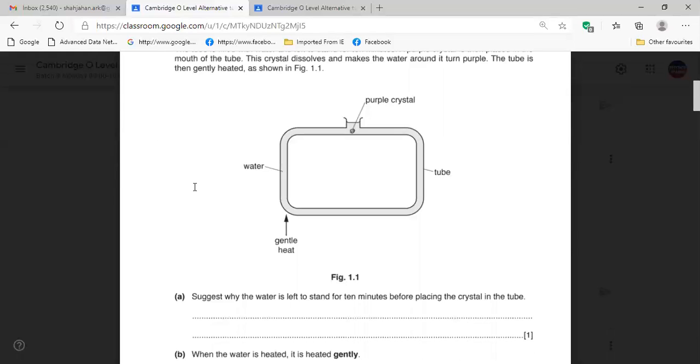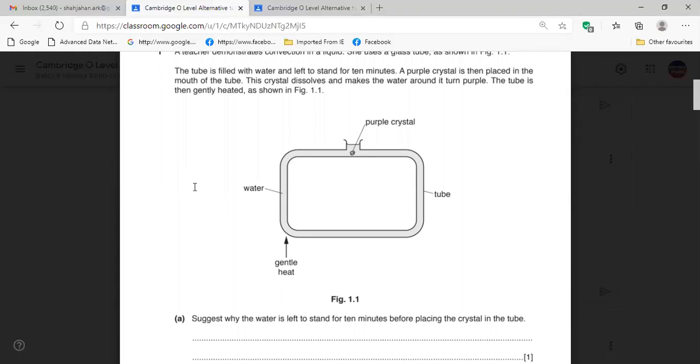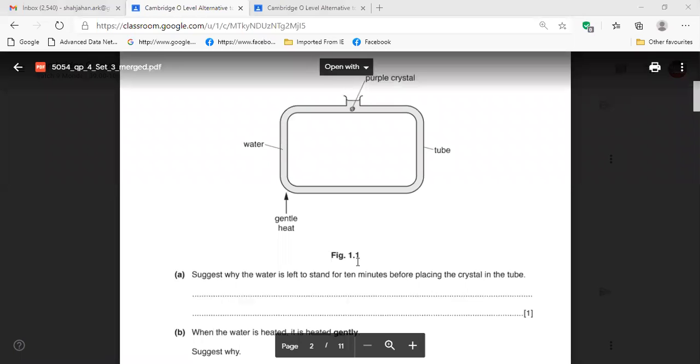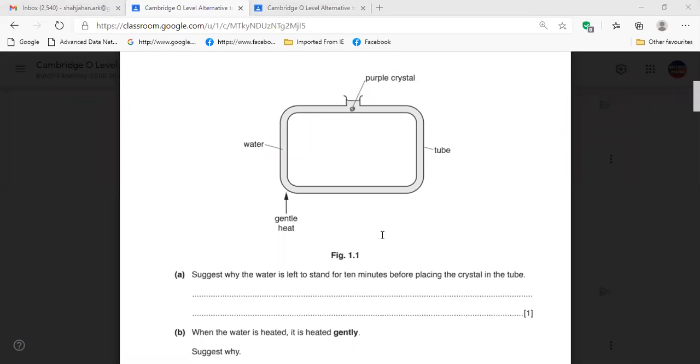A. Suggest why the water is left to stand for 10 minutes before placing the crystal in the tube. So what is the answer? Sir, I wrote that so that the bubbles formed can escape, the shape of the tube is irregular. I wrote 2 points over here. I was unsure which one I should write, so I wrote both of them.